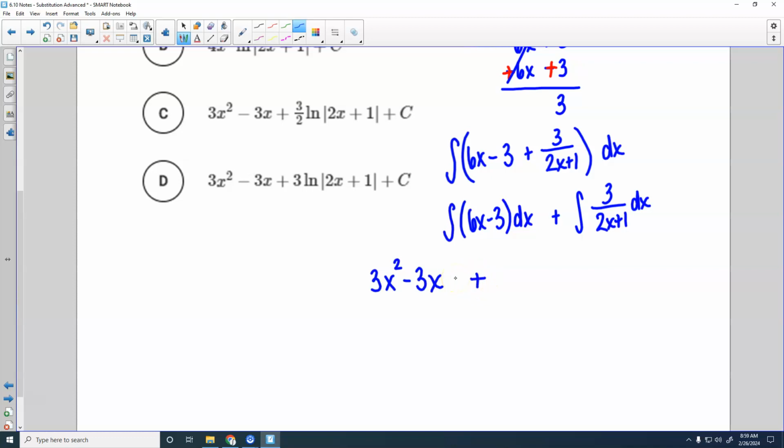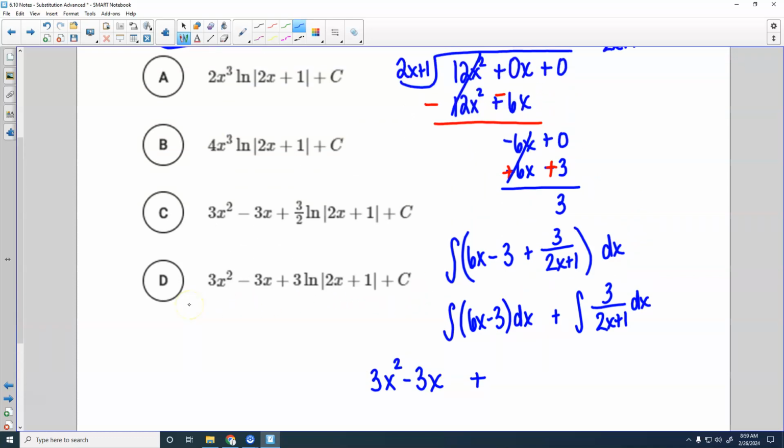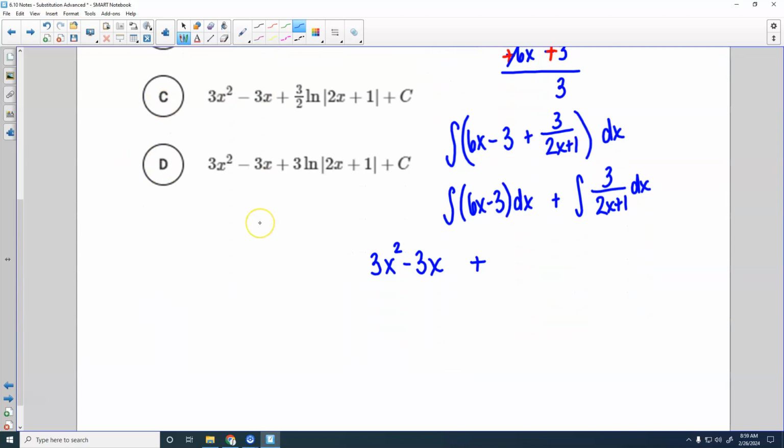And I could put a plus c here, but we'll just put the plus c's together at the end. And so that should narrow down your choices right now. What would you throw out from this point? A and B, they're gone. These two both have that 3x squared minus 3x that we need.